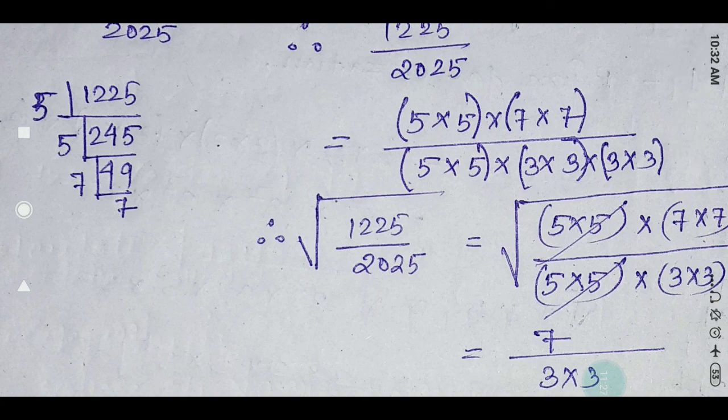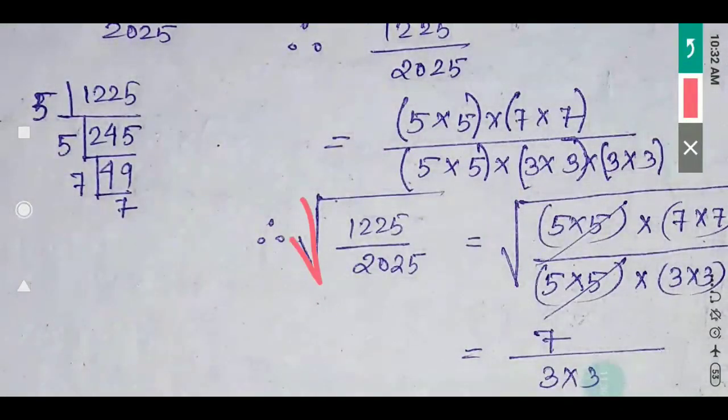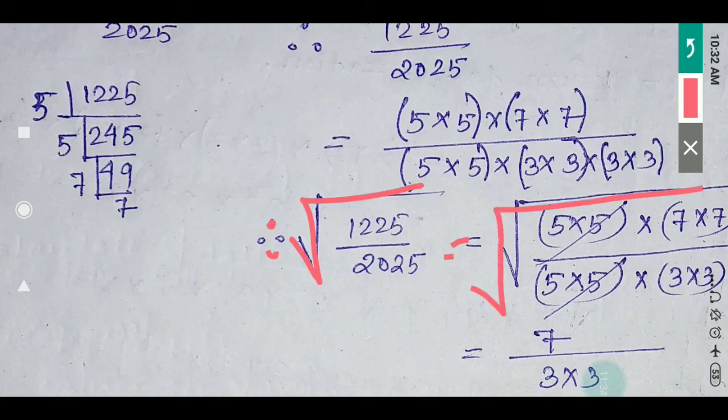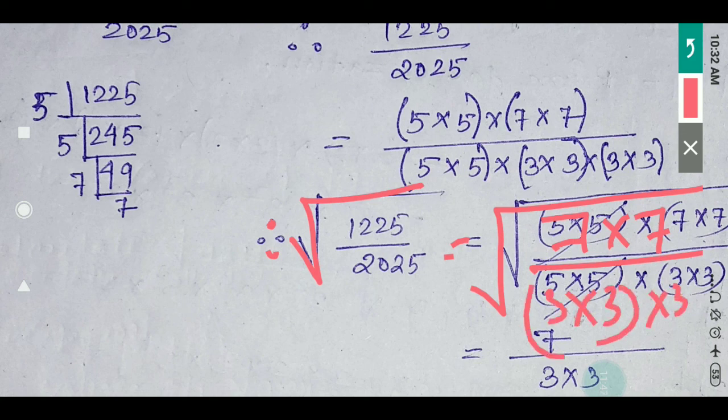Now what we have to find? We have to find the square root. So I have taken the square root. Therefore, if I take the square root on this side, here also it will be square root. So square root of 7 into 7, because I have already cut 5 5 here, and the denominator will be 3 into 3 and 3 into 3.